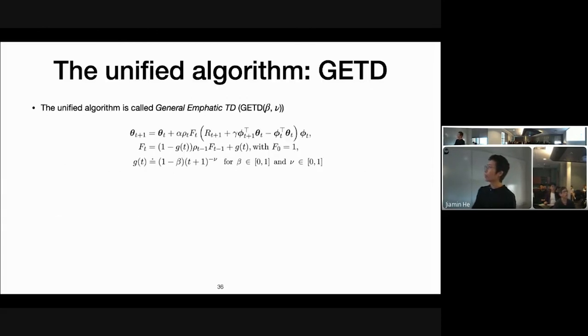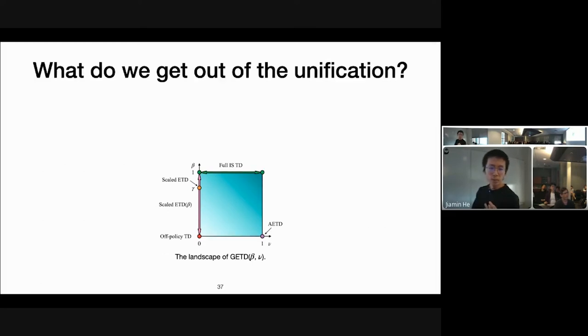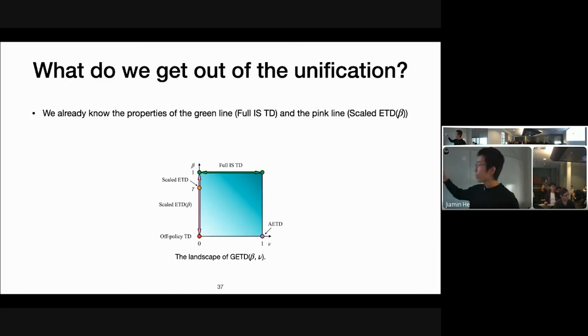And we call the resulting algorithm general emphatic TD. And this is its landscape. Now, what do we get out of this unification? And does it achieve our goal? Specifically, for this square, we already know the properties of the top edge and the left edge, which are existing algorithms.